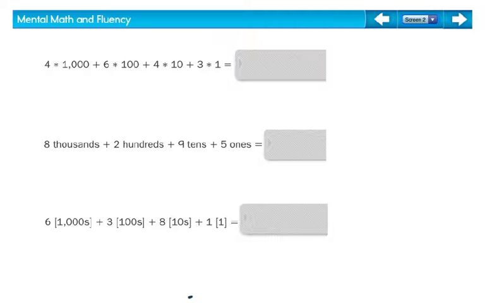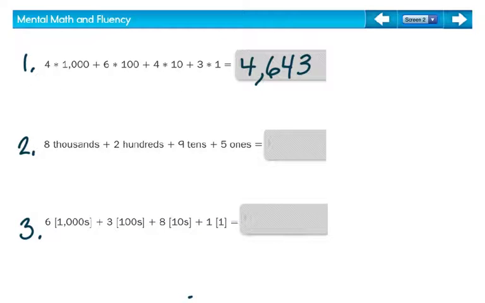We have expanded forms, I should say, of numbers. So you're going to take that expanded form. So 4 times 1,000 would be 4,000. 6 times 100 would be 600. 4 times 10 would be a 4 in the tens place. And 3 times 1 would be 3. So taking that expanded notation and putting it in standard notation would be 4,643. Would you please pause the video and do number 2 and 3 on your whiteboard?